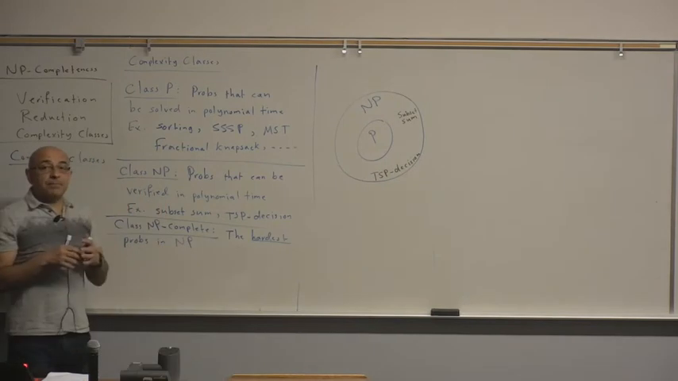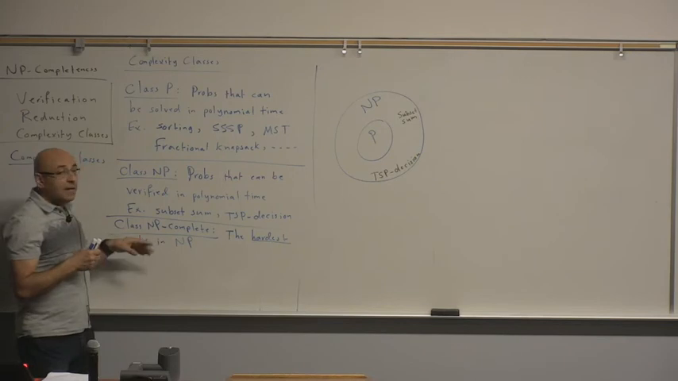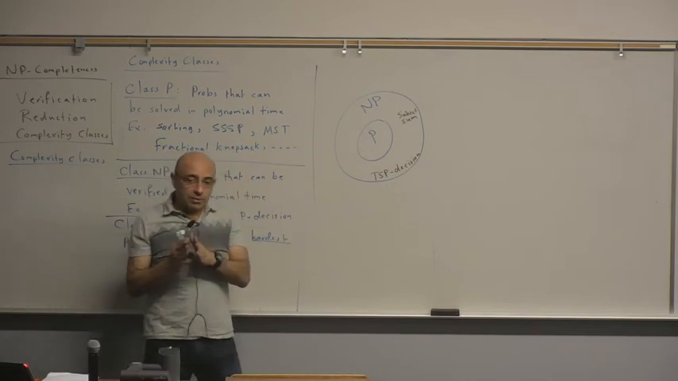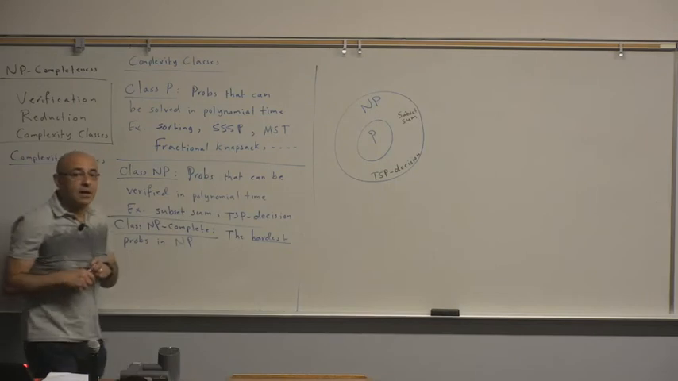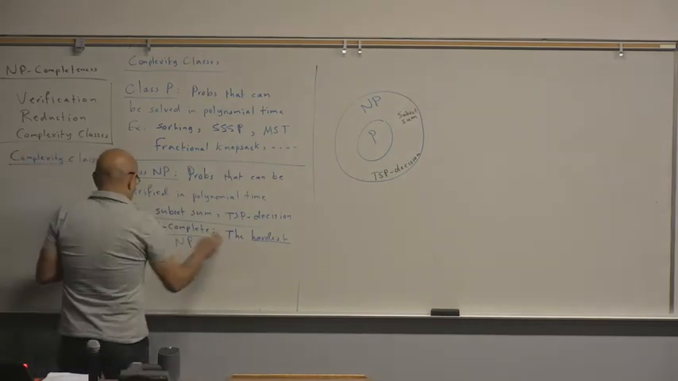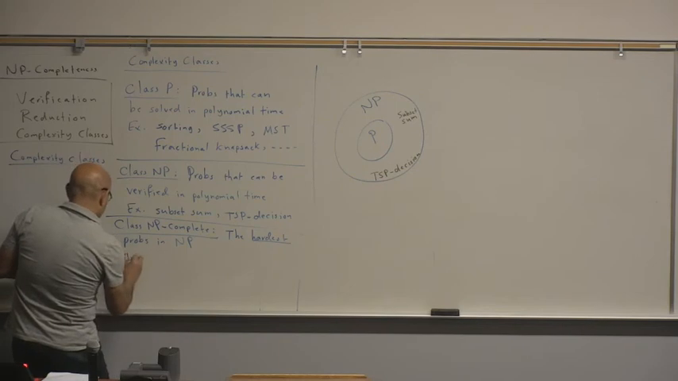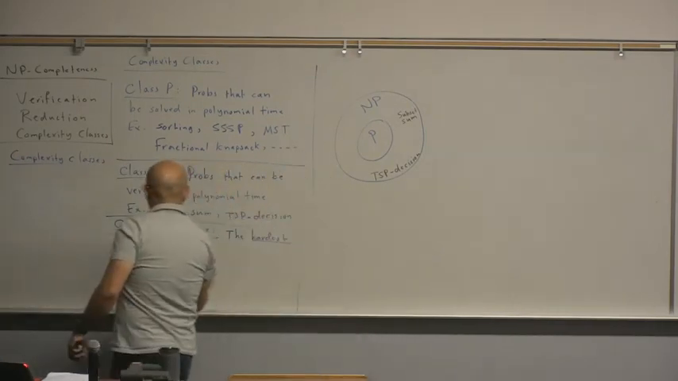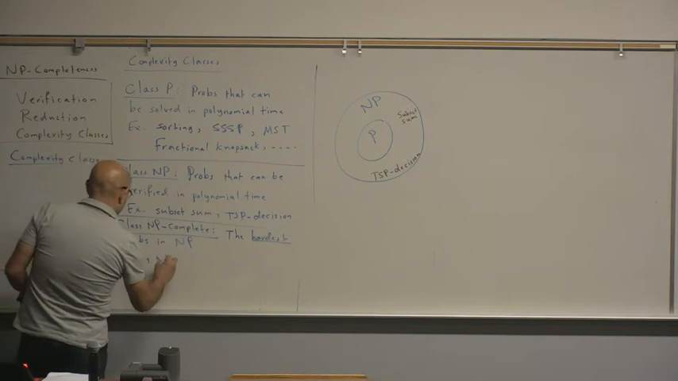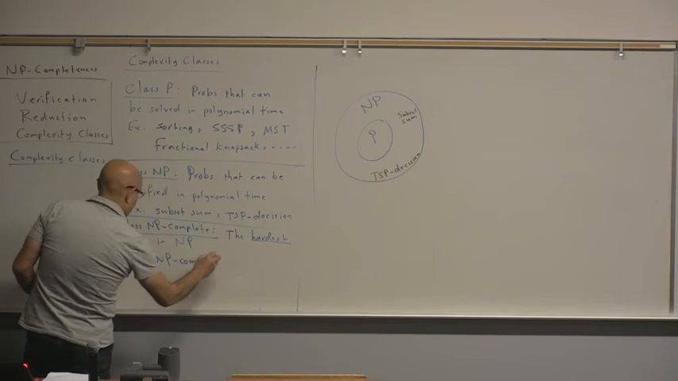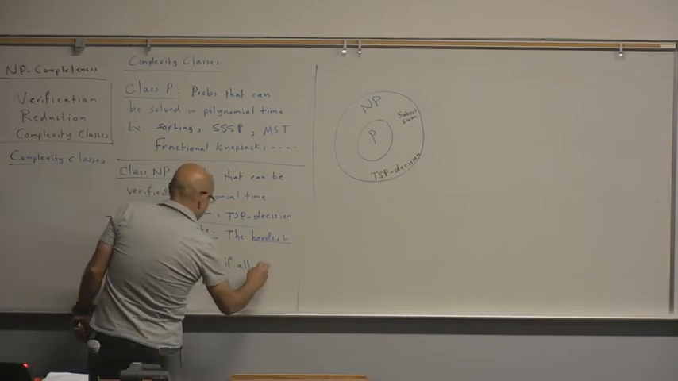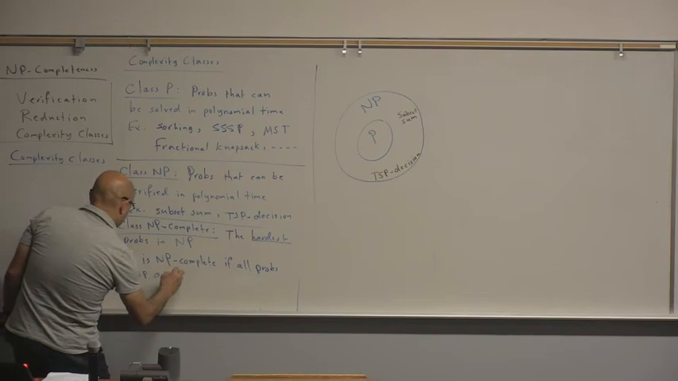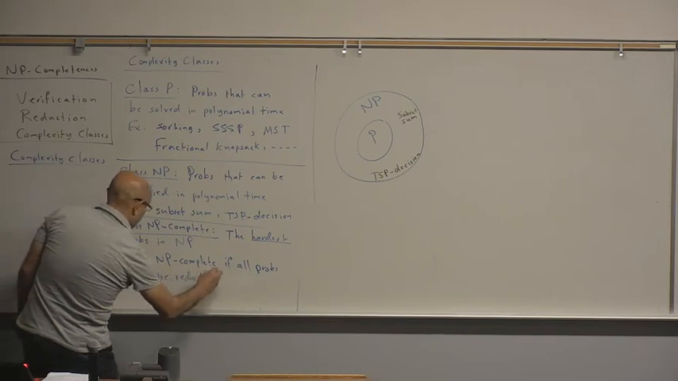So a problem is NP-complete if any problem in NP is reducible to that problem. Now, what is reducible? We will be spending most of the rest of the lecture explaining what reducible means. So the hardest problems in NP: X is NP-complete if all problems in NP are reducible to X.